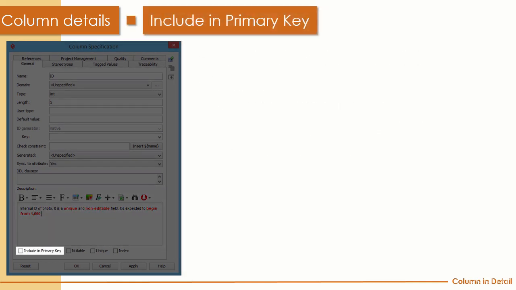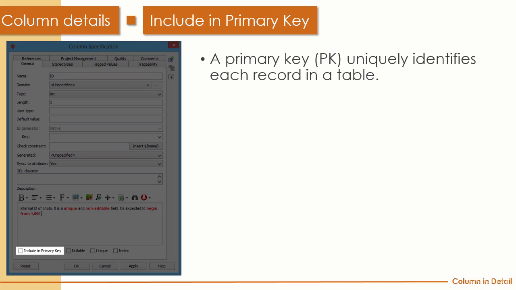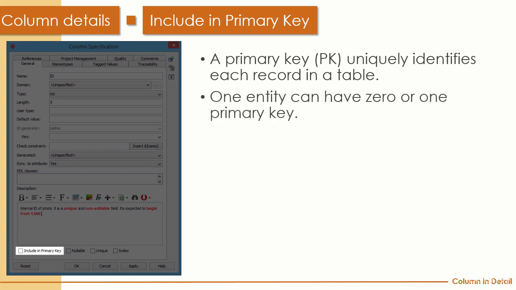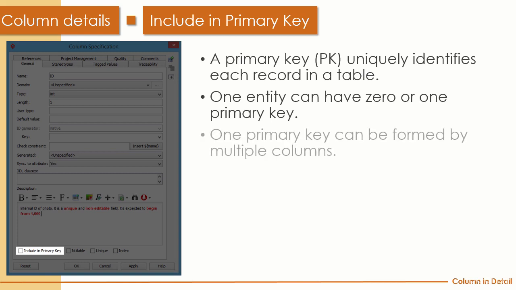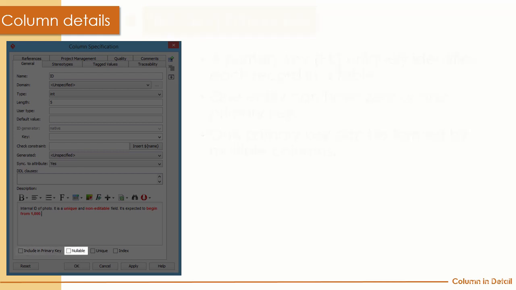Under the description box, we have 4 checkboxes. The first one is include as a primary key. The primary key is a unique identifying value for each record in the table. We talk more about primary key later on. One entity can have 0 or 1 primary key, and the primary key can be formed by multiple columns. So you can combine multiple columns to be a primary key, but each table only has 1 primary key.